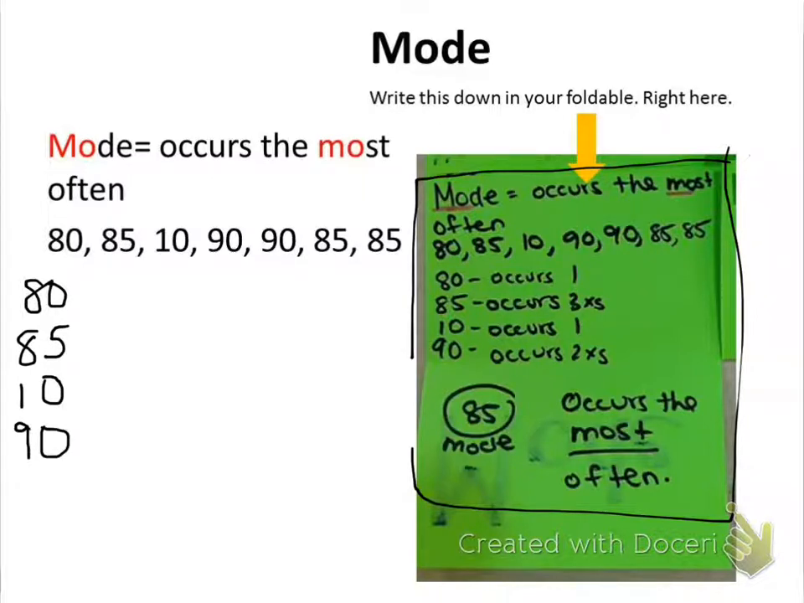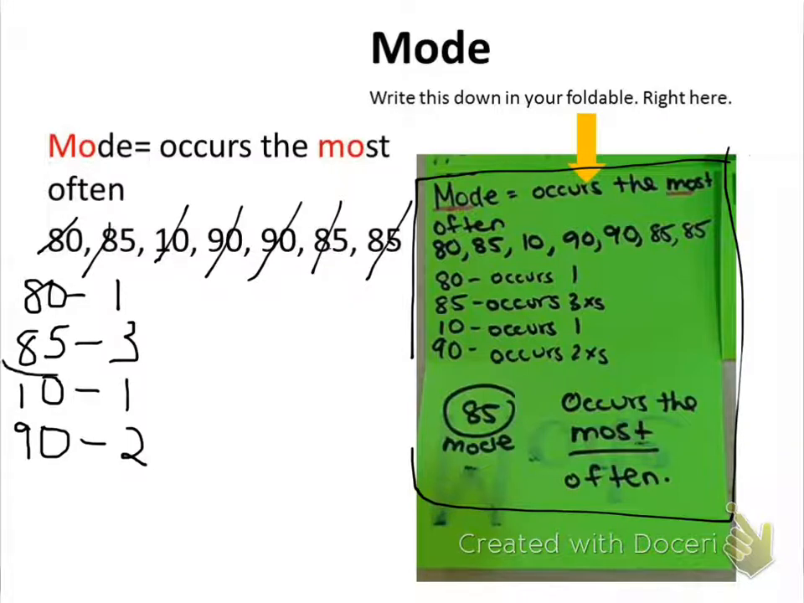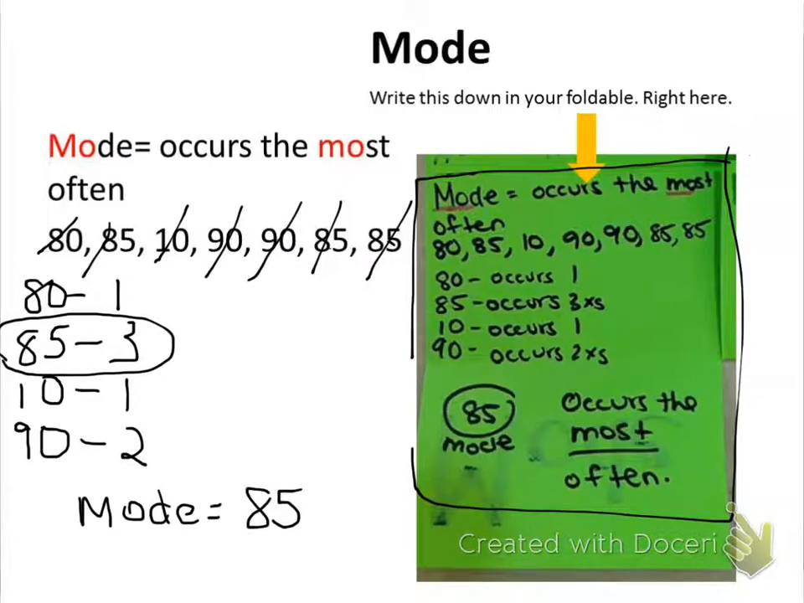Okay, how many times does 80 appear? Just once, so 1. How many times does 85 occur? 1, 2, 3. So now we have 3 here. How many times does 10 occur? Once. And how many times is 90 there? Twice. Then the one that occurs the most is 85. So the mode equals 85. That's all you need to write in your foldable. If you need to, pause it now and finish writing.